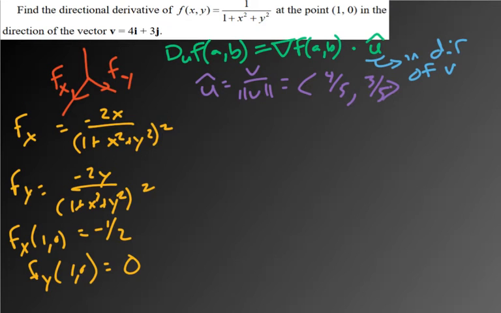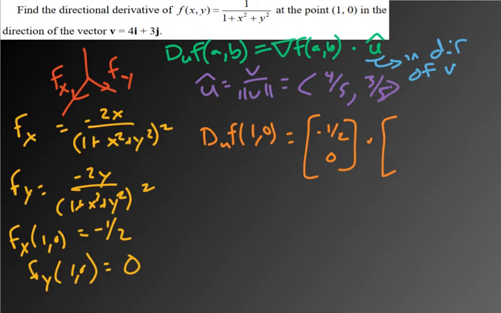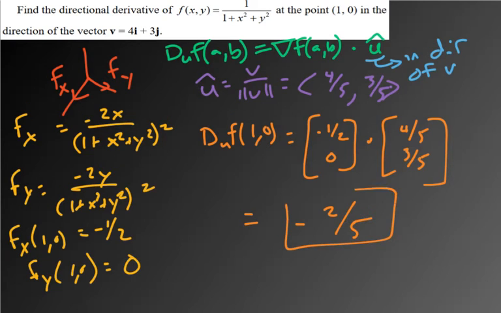And so now you can put it all together. The directional derivative in the direction of u of f at (1, 0) is just going to equal (negative 0.5, 0) dotted with (4/5, 3/5). If you do that out, you'll get negative 2/5. So negative 2/5 is the instantaneous rate of change of this function at that point in that direction.